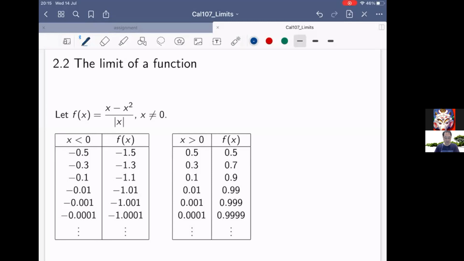So for example, if you are given a function f of x equals x minus x squared over the absolute value of x, do you still remember that the absolute value of x takes two kinds of value? It can be x if your x is greater than or equal to 0. It can be negative x if your x is less than 0, okay? So this is the absolute value function.